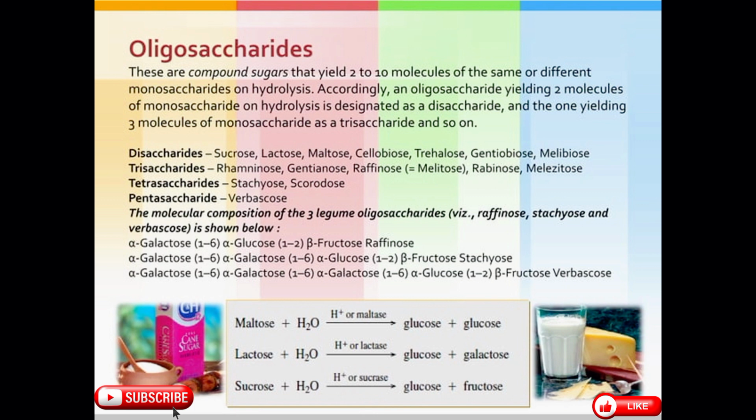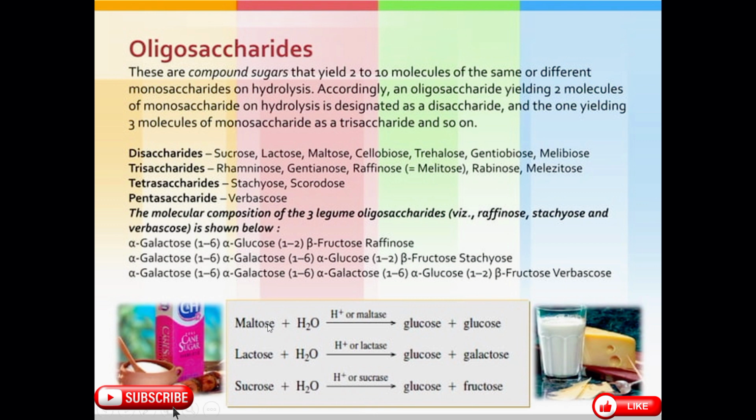Disaccharide examples are sucrose, lactose, maltose, cellobiose, trehalose, gentiobiose, and melibiose. Trisaccharide is composed of 3 sugar units, tetrasaccharide 4 sugar units, pentasaccharide 5 sugar units, etc. So the molecular composition of the 3 legume oligosaccharides, raffinose, stachyose, and verbascose, is shown below.